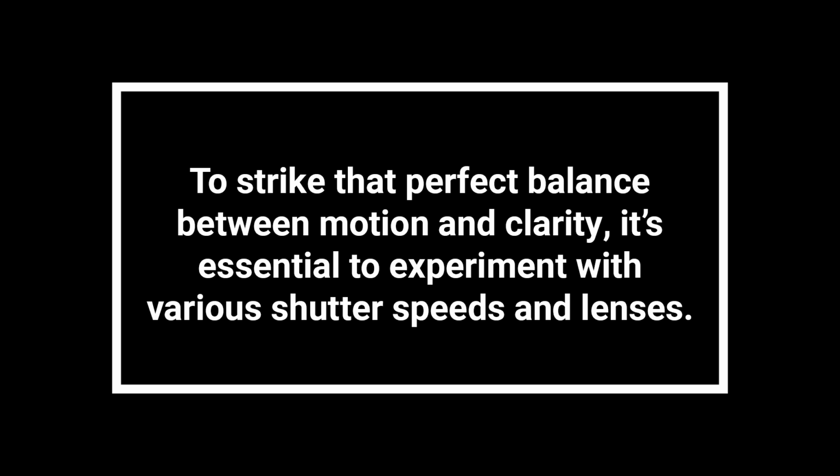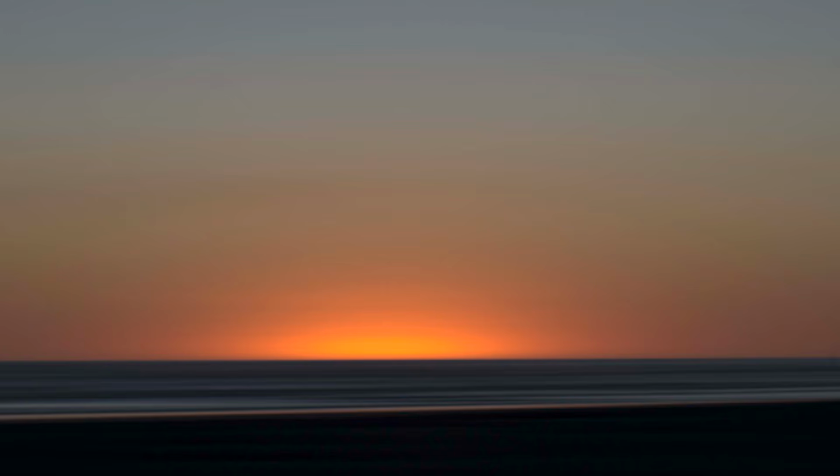To strike the perfect balance between motion and clarity, it is essential to experiment with various shutter speeds and lenses. Start with a shutter speed of around 1/15 of a second as a baseline, and then capture a series of shots at different speeds to gauge the impact on your photos. Observe how each setting influences the final outcome and how they interact with your chosen lens.